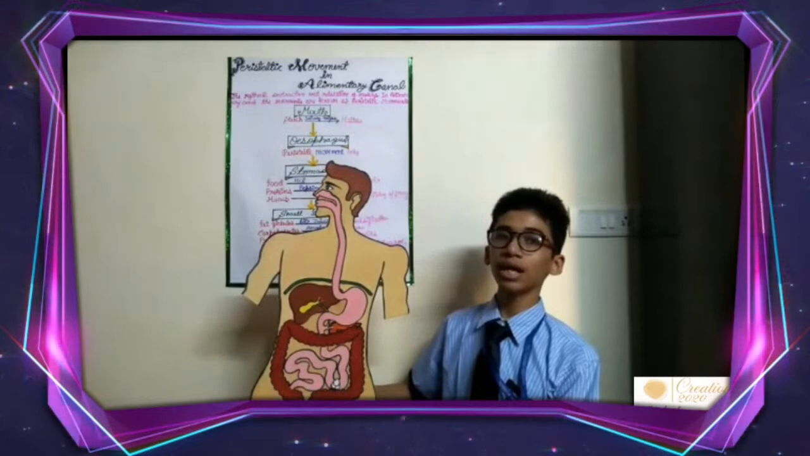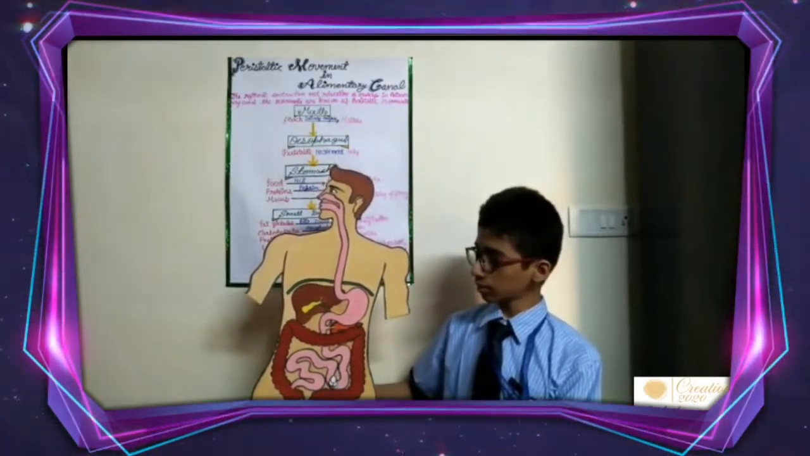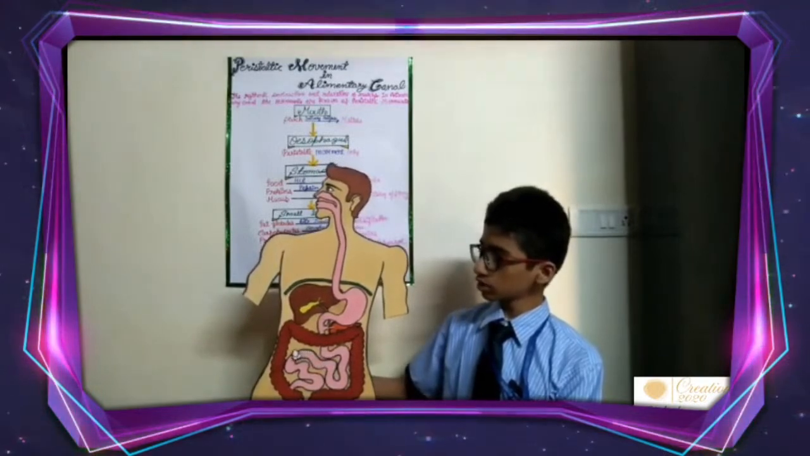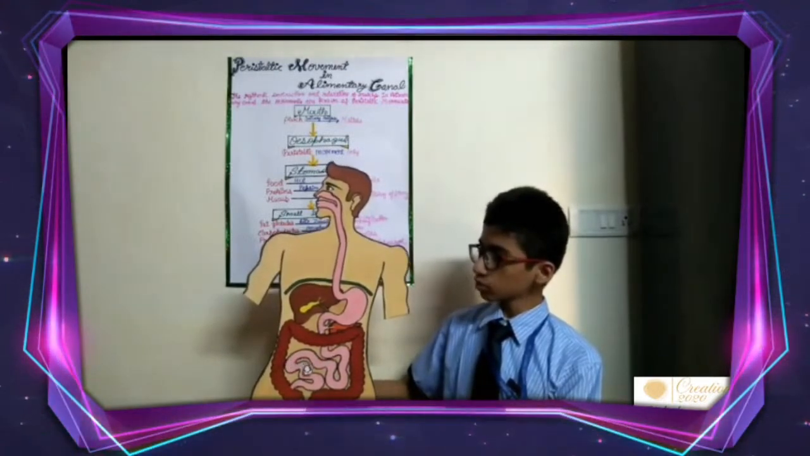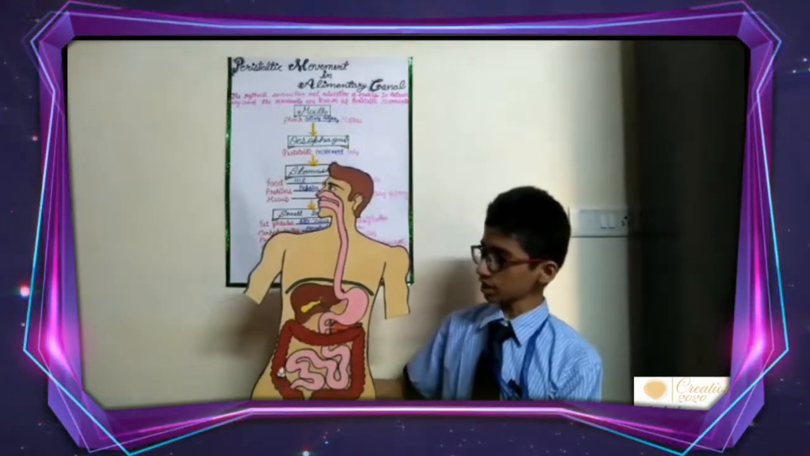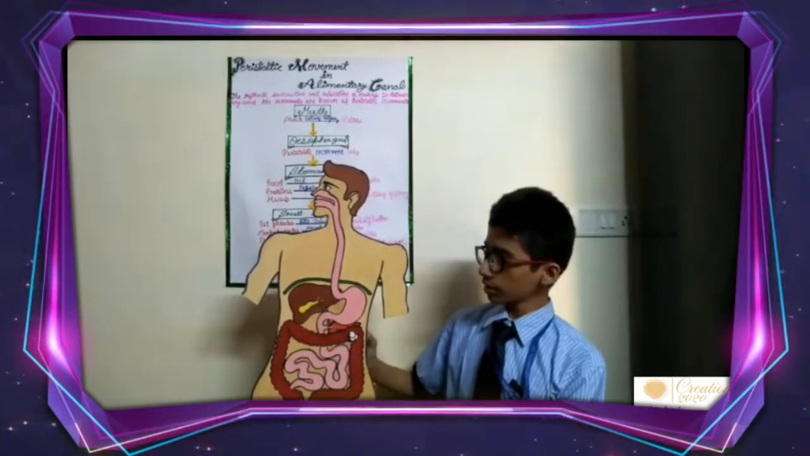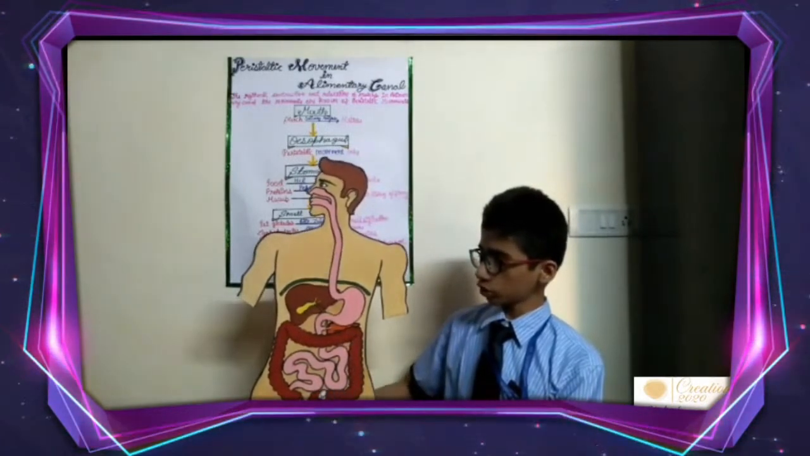Fats are converted to fatty acids and glycerol by lipase, and then the remaining undigested food goes to the large intestine. The small intestine is the site where complete digestion takes place. When food reaches the large intestine, large absorption of water takes place, and the remaining waste material is excreted out of the body through the anus.